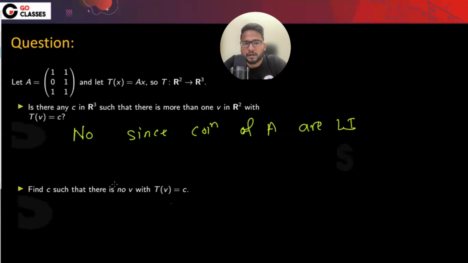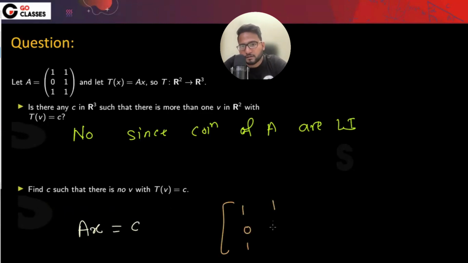Find C such that there is no V. Okay, so they are saying you just tell me some C for which there is no V. Is this really the case? Yes, that could be the case, because is it spanning R3? See, they are saying, can you tell me some C such that there is no solution? So yes, that could be the case.